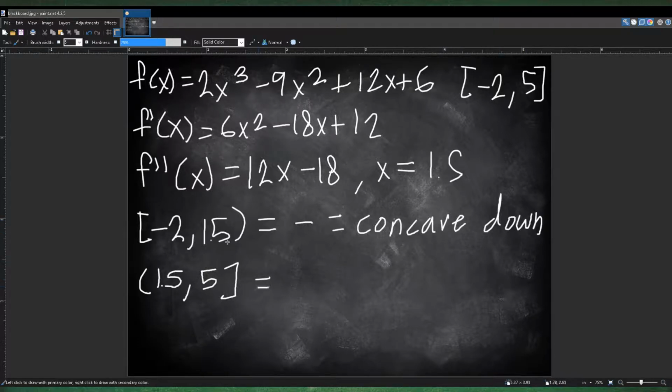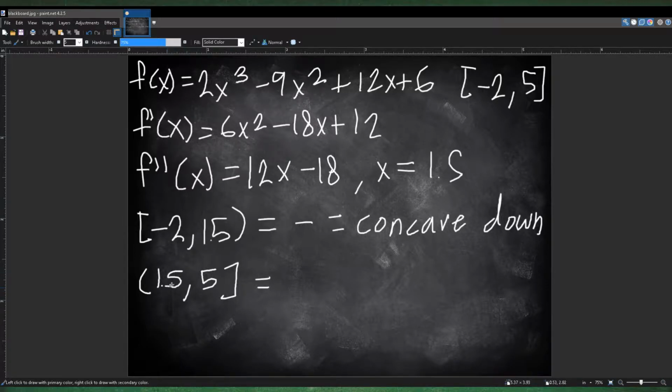We're not saying that the first derivative is concave down, or the second derivative is concave down. We're saying our original function is concave down. Don't mix that up, because the first derivative and the second derivative are not what is concave down. It's only the original function.